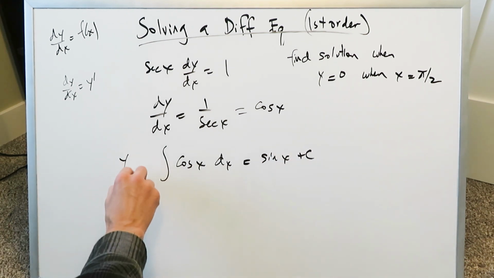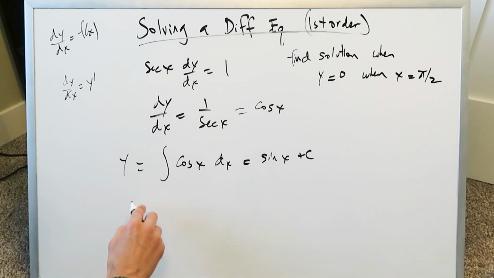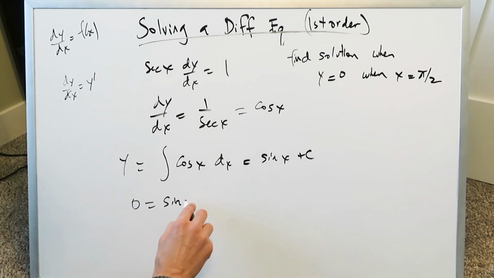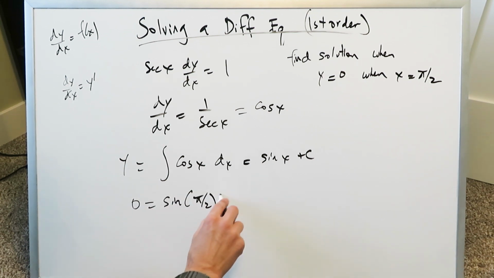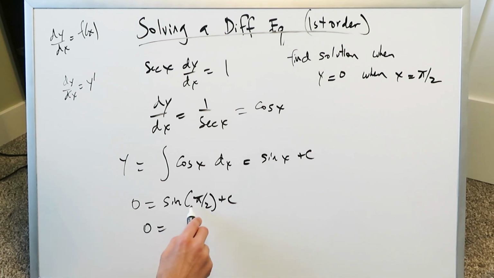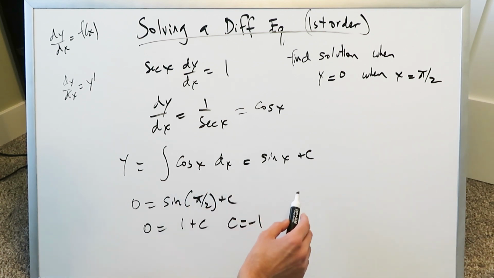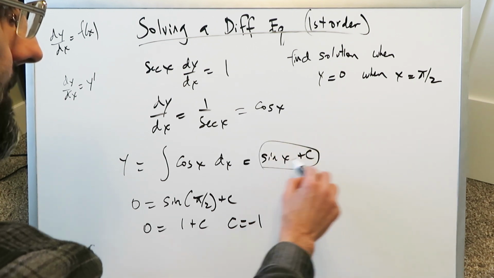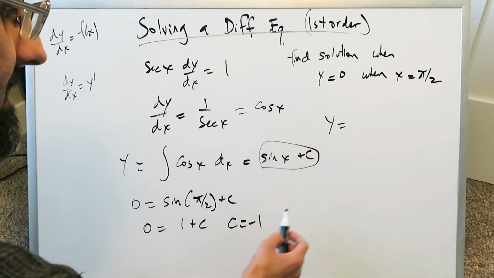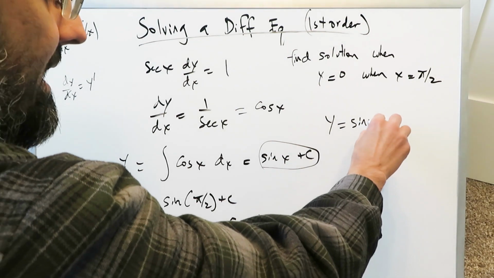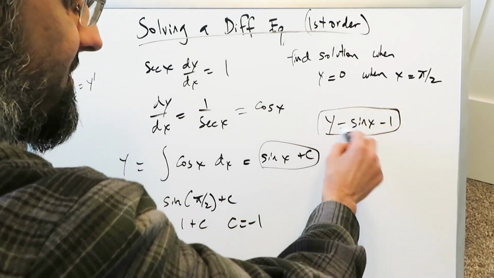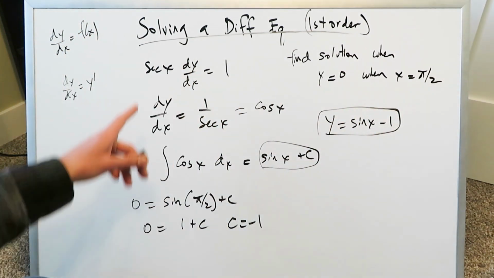All of this is going to equal y, but we have some values over there. 0 is equal to sine x here, which should be pi over 2, plus c. 0 is equal to 1 plus c, and c is equal to minus 1. And then you rewrite everything over here into your proper format. The answer is y is equal to sine x minus 1, and this represents a function for which that is true.